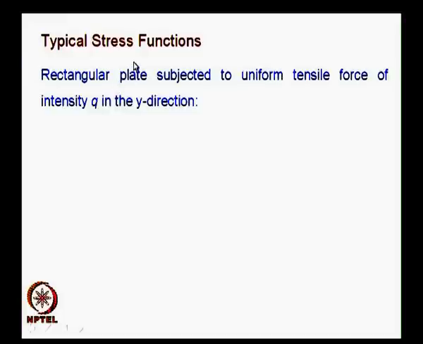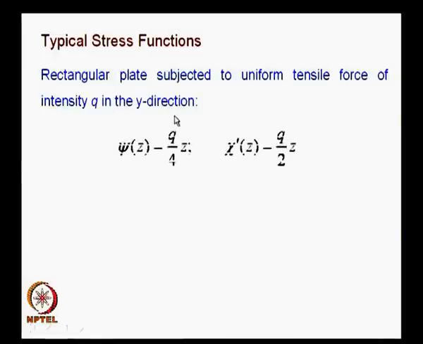We will look at typical stress functions in terms of complex functions. We look at a rectangular plate subjected to uniform tensile force of intensity q in the y direction. This is like uniaxial loading. You have psi of z equal to q by 4 multiplied by z, and chi prime of z equal to q by 2 multiplied by z. So, you have psi and chi prime for a uniaxial loading.